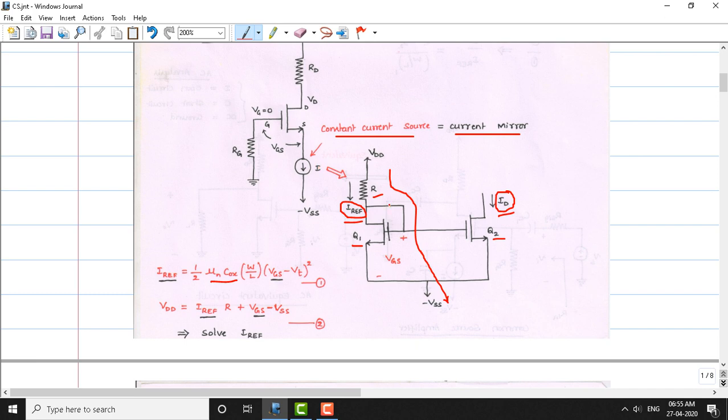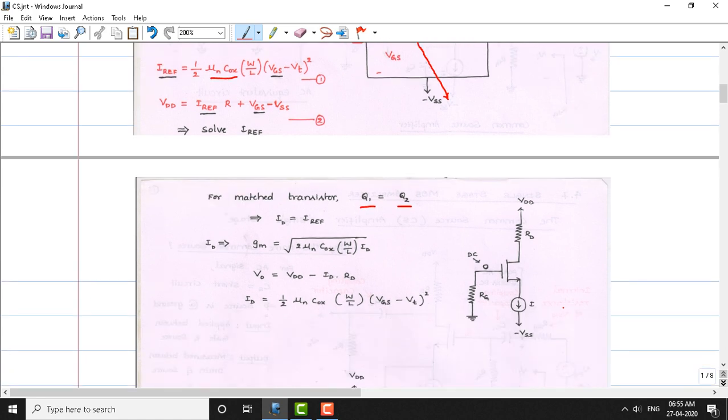That means if I am able to control this I reference by varying the resistance here, I am able to control this I, which is nothing but the ID. Now ID will be equivalent to the I reference, which is also equivalent to the I, the constant current flowing through the drain source branch here.